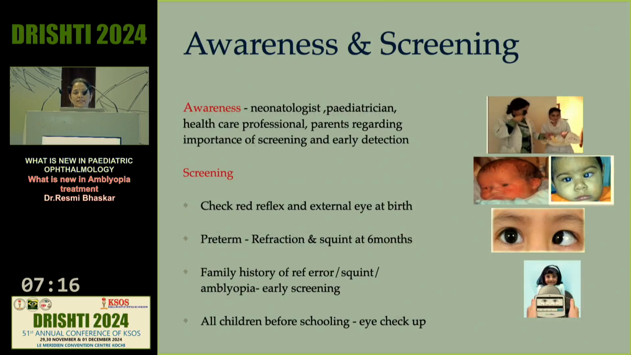Awareness and screening is the first thing in amblyopia treatment. The neonatologists, pediatricians, and all healthcare professionals should be aware of the condition and start early screening and detection. At the time of birth itself, the red reflex can be checked, and the external eye for any other abnormality. All preterm children, in addition to having an ROP screening, should have a refraction and squint evaluation at 6 months of age, and a follow-up after that. And those with a family history of refractive error, squinting, or amblyopia should have early screening.